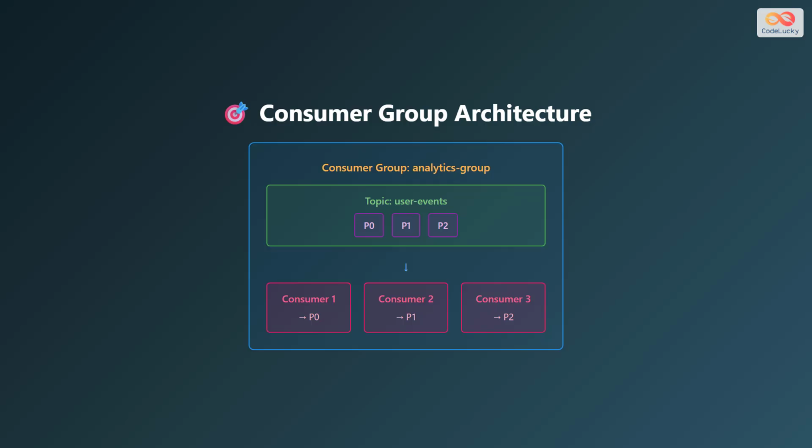Here's how a consumer group interacts with partitions. Consider a consumer group called Analytics Group consuming from the user events topic with 3 partitions. Kafka automatically assigns each partition to a consumer instance. Consumer 1 consumes from partition 0, Consumer 2 from partition 1, and Consumer 3 from partition 2. This one-to-one assignment ensures that each partition is consumed by exactly one consumer at a time, maintaining order and preventing duplicate processing. If you have more consumers than partitions, some consumers will remain idle. If you have more partitions than consumers, some consumers will handle multiple partitions.